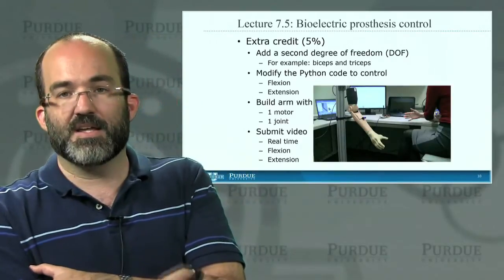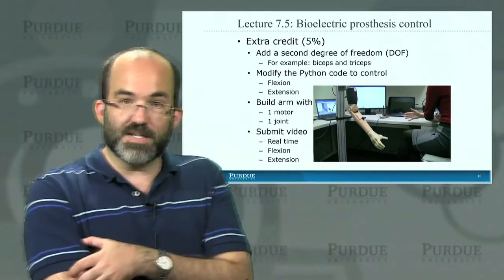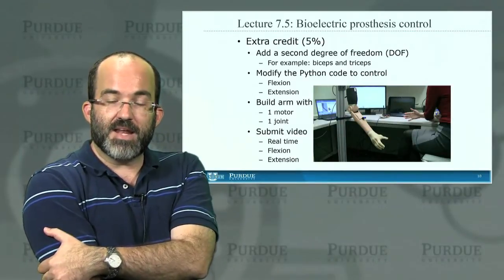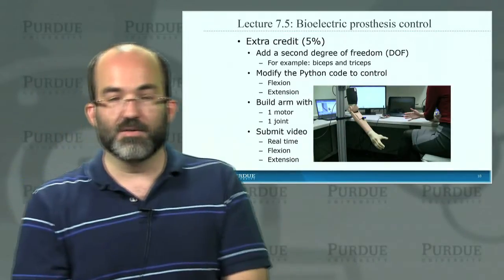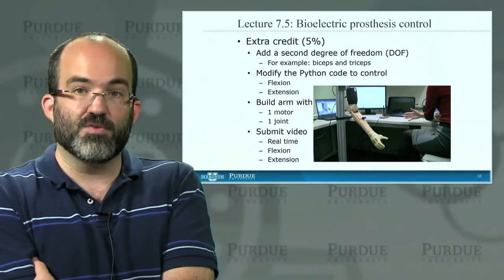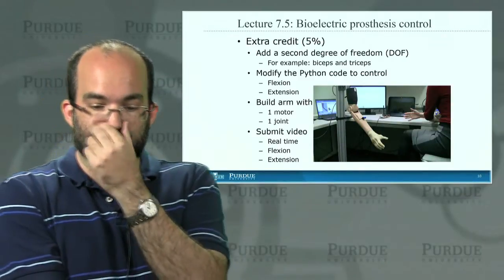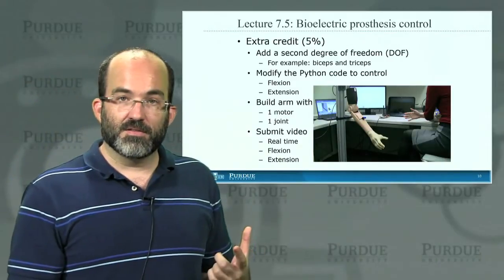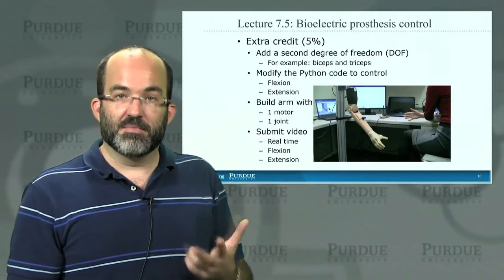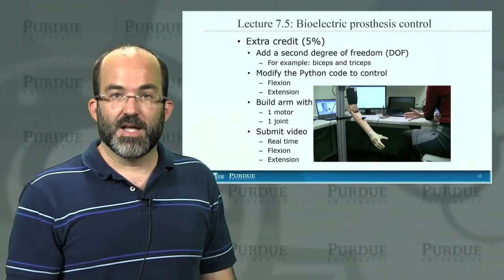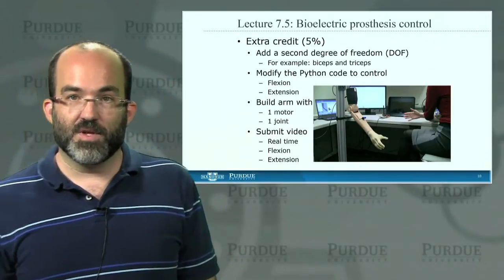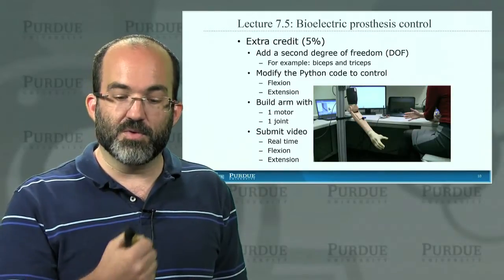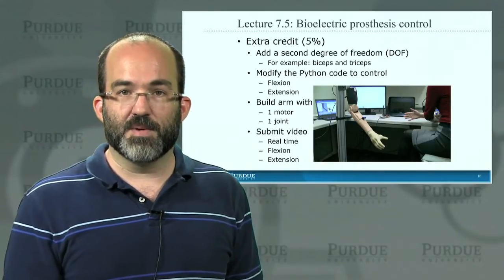But in reality, I'd like you to add a second degree of freedom. For example, if you're using the biceps already, add the triceps. And then I want you to modify the Python code to detect those 2 degrees of freedom, flexion and extension. And then I want you to build an arm using a motor and a joint to implement those 2 degrees of freedom. And then submit a real-time video showing that you can do the control with the flexion and the extension of the robotic arm.